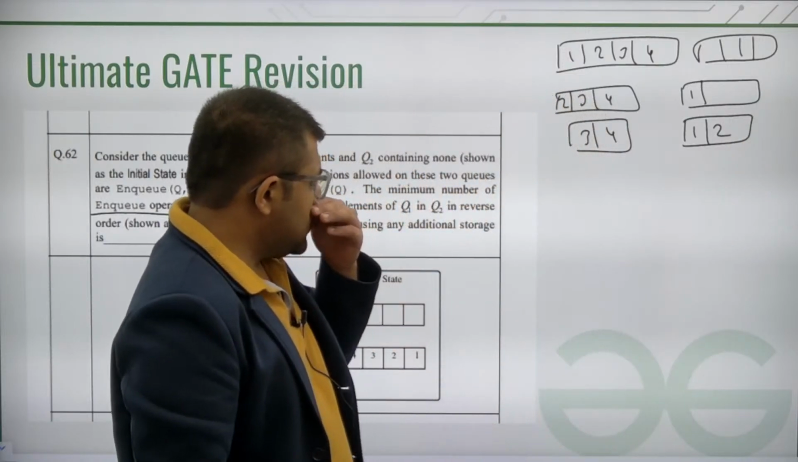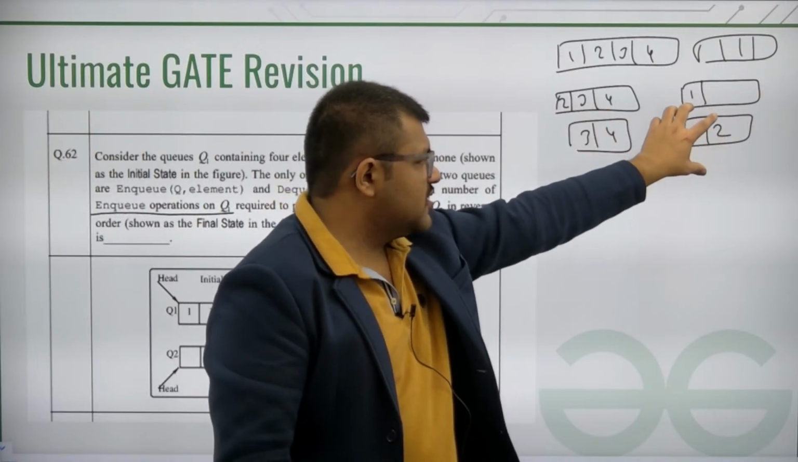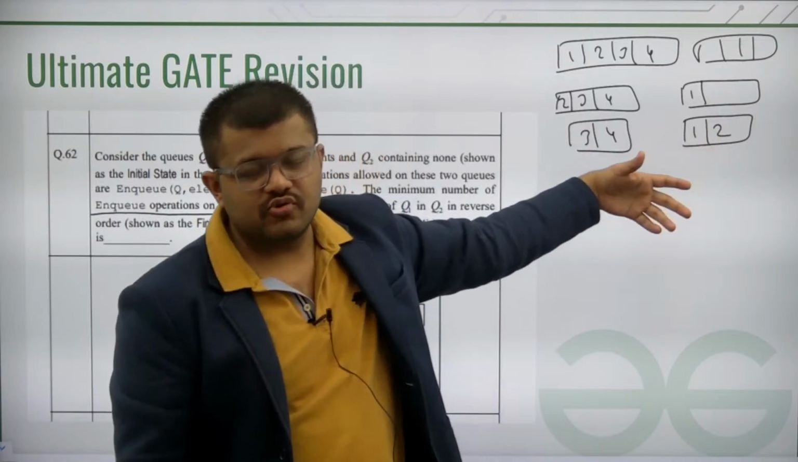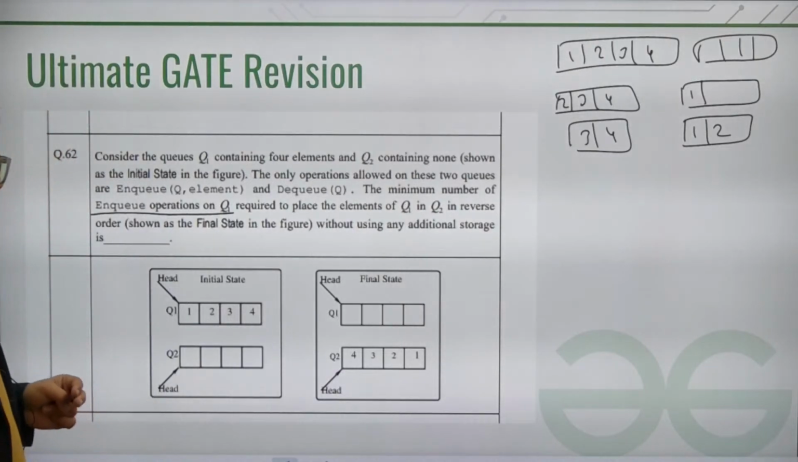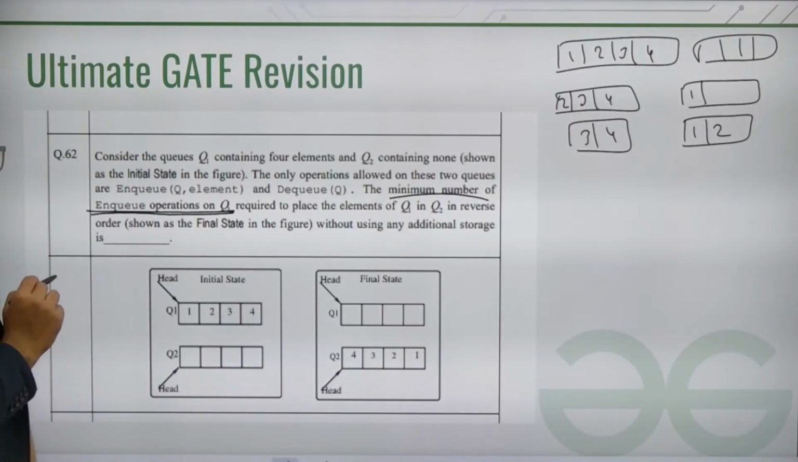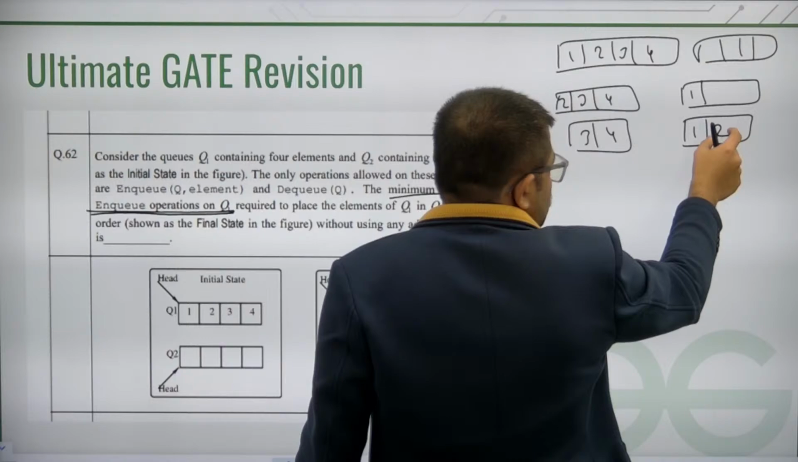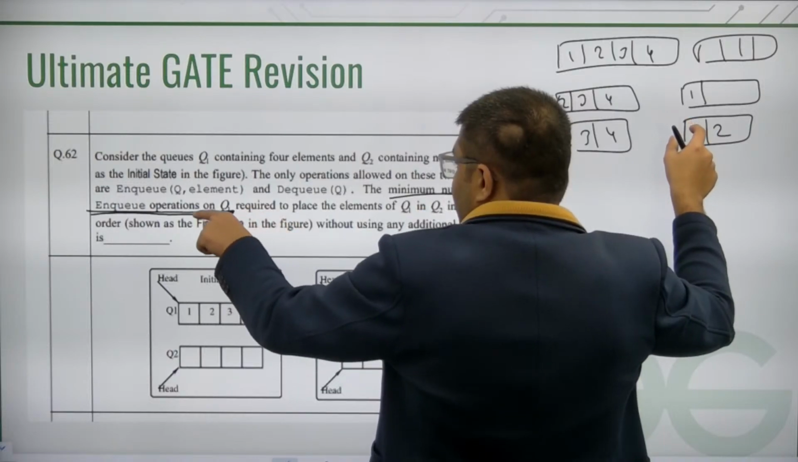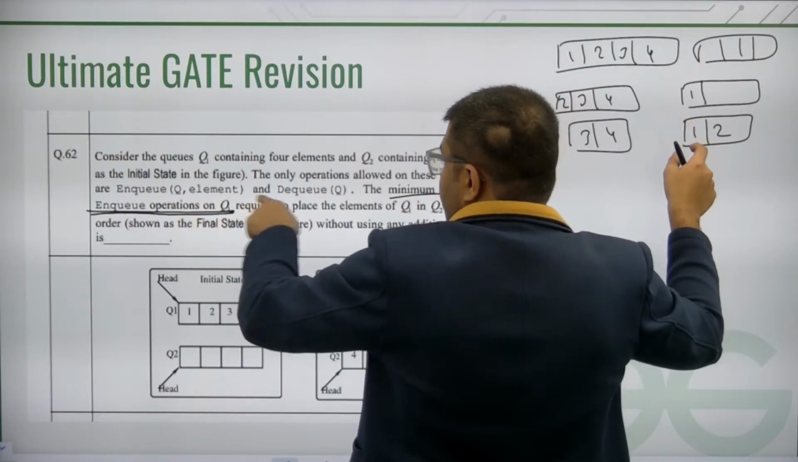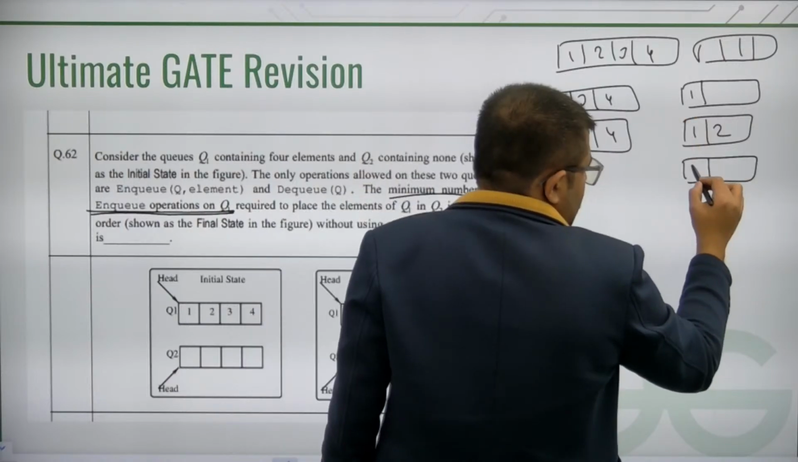Now here is the mistake people make. They first NQ all the elements, then remove them, then enter them again, so it becomes 4, then 3, then 2, then 1, and so on. But that's not the correct way. We do not have to worry about the time complexity. What it says is that the number of NQ operations on Q1 must be minimum. So I will DQ the 1 from Q2 and NQ it in the same queue. So this will become 2, 1.